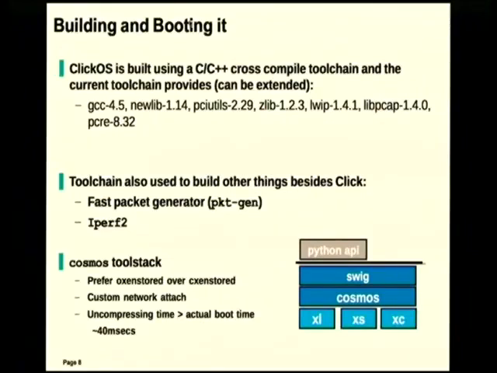and some other utilities in order to compile Click to MiniOS. We also use this toolchain to build, for example, iPerf and the fast packet generator based on netmap called pkt-gen. We expect to actually port other applications on top of it.